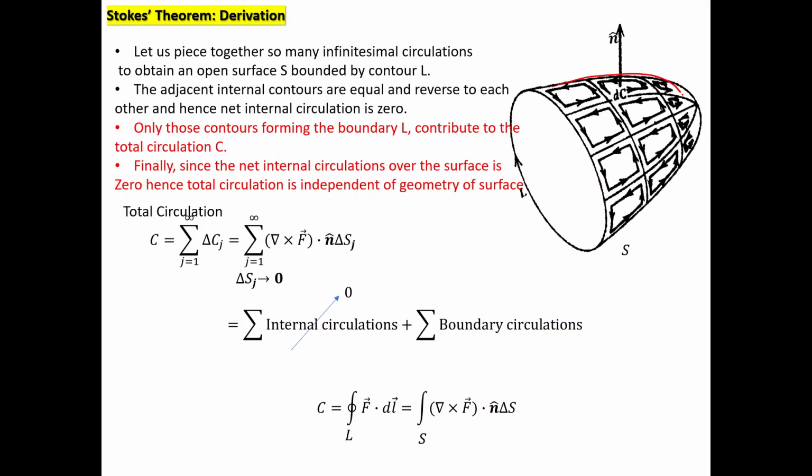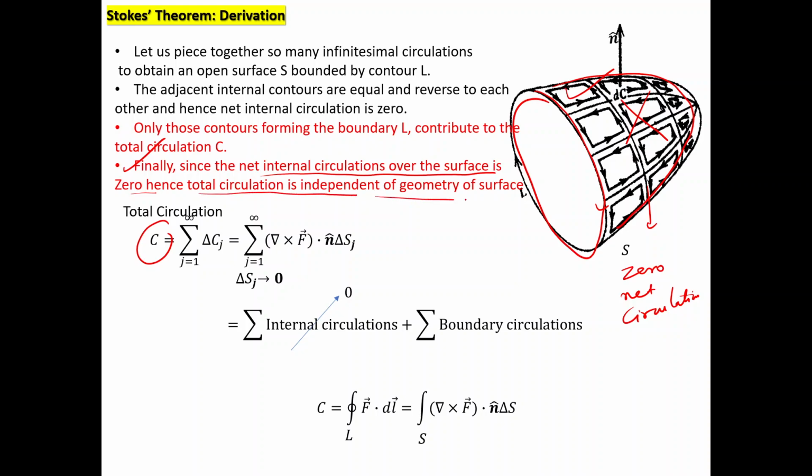Now, since at the surface the net circulation is 0, then we can say that for any vector field, the total circulation for that surface only depends on the circulation of the boundary and not at the surface. That means we can say finally that since the net internal circulation over the surface is 0, hence the total circulation is independent of the geometry of the surface. The very, very important point.